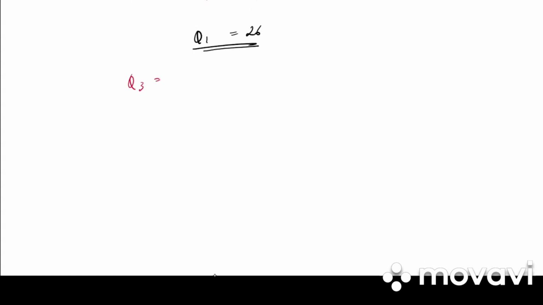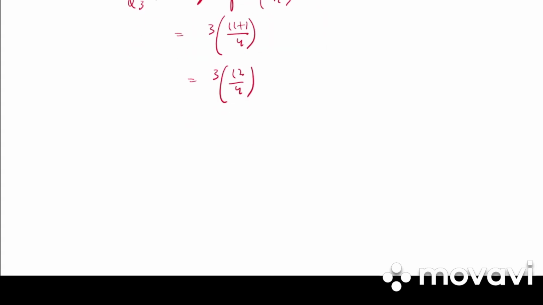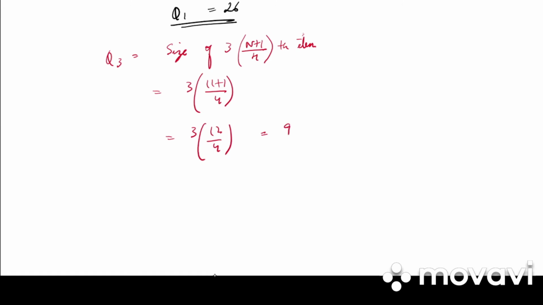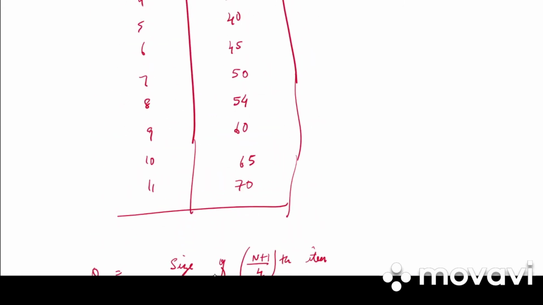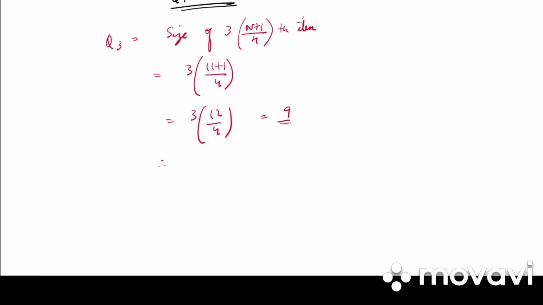Next we have Q3. Size of 3 into n plus 1 by 4th item. So 3 into 11 plus 1 divided by 4, 3 into 12 divided by 4. Size of 9th item. Go to the 9th value. How much is it? 60. Therefore, Q3 is equal to 60.